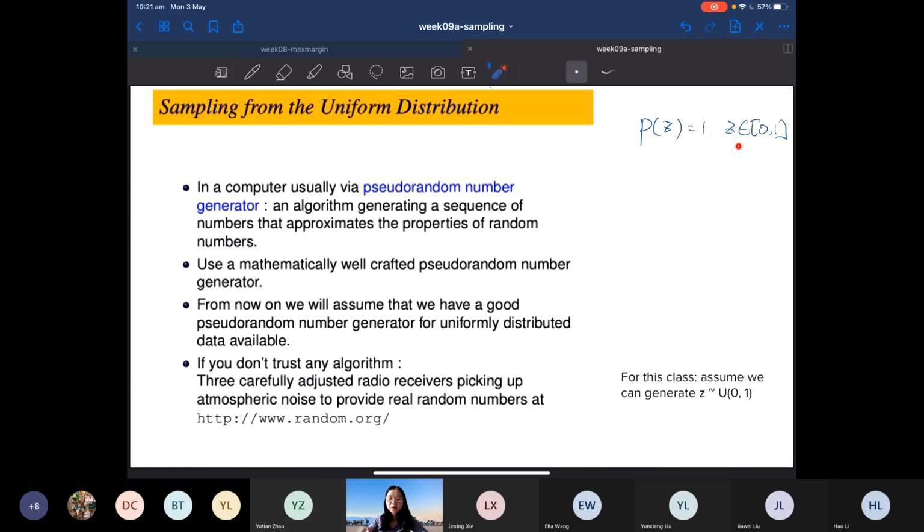Notice that we assume for this class that generating a random number like this is beyond the scope of machine learning. Actually generating a uniformly distributed pseudo-random number is quite a deep topic, right? In a computer, you can write an algorithm that generates a sequence of numbers that approximates the properties of random numbers. It needs to be mathematically very well crafted. Basically, the numbers need to be uncorrelated with each other, and they need to approximate the uniform distribution as closely as possible.